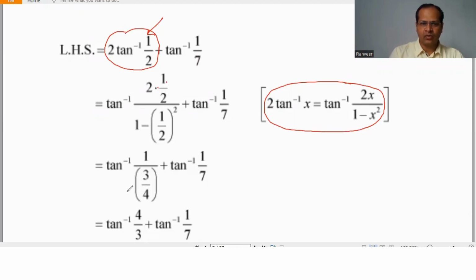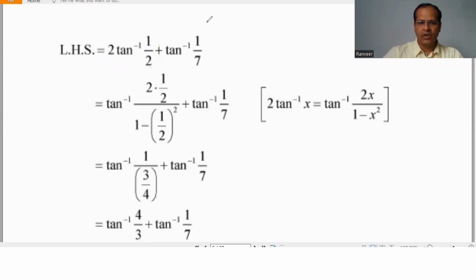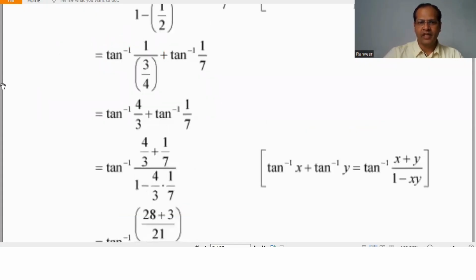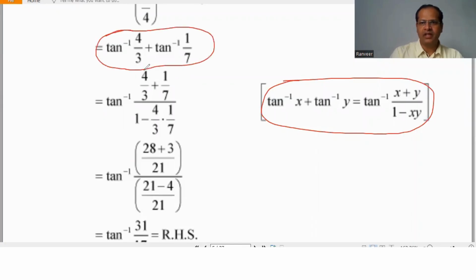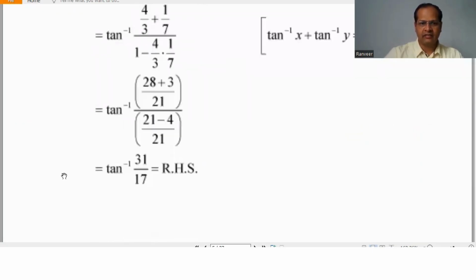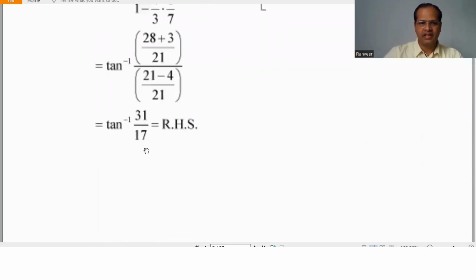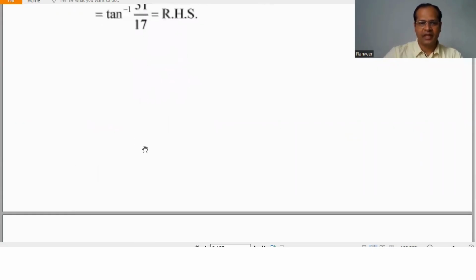So after doing the calculation, this is tan inverse 4 by 3, and this is tan inverse 1 by 7. After that, this is the same problem based on the formula tan inverse x plus tan inverse y. So from here we will apply this formula: tan inverse of x plus y by 1 minus xy. We did the calculation and we got the result tan inverse 31 by 17. This we have to prove in the RHS.